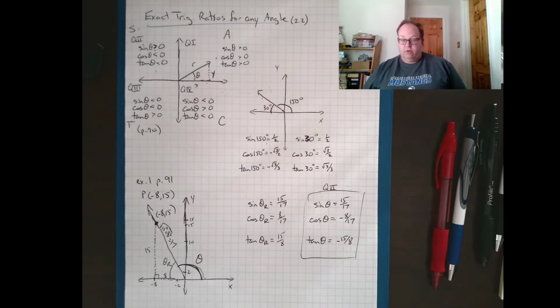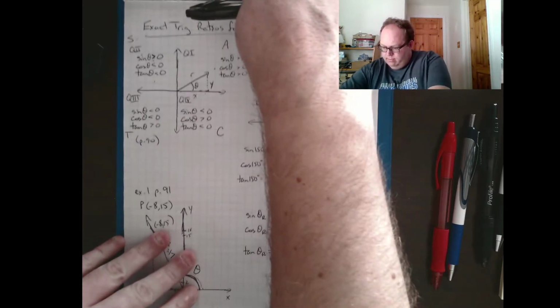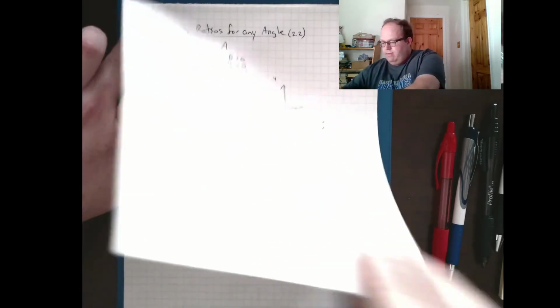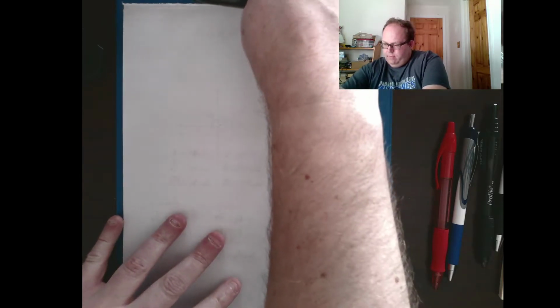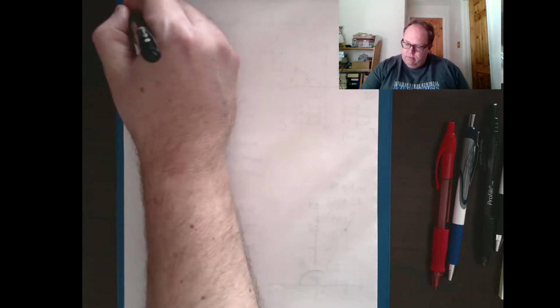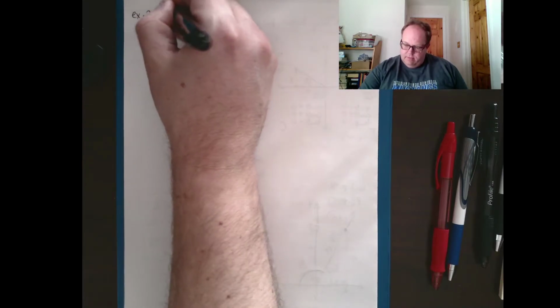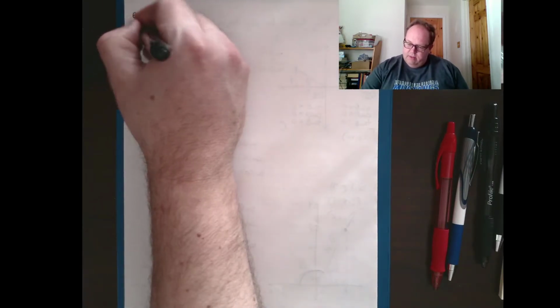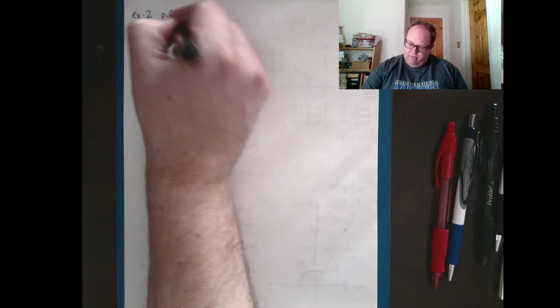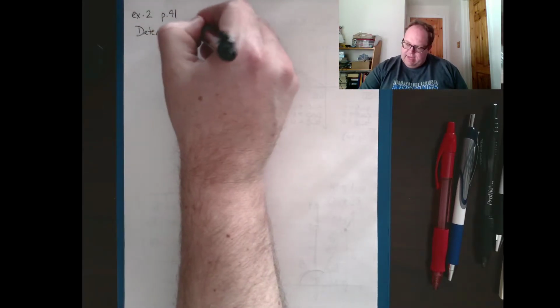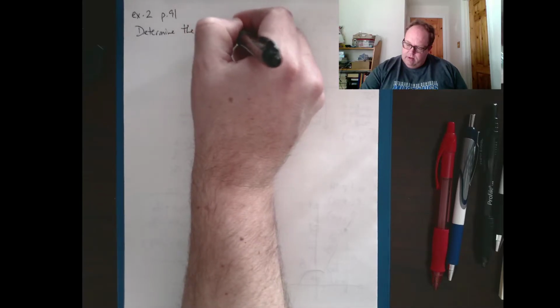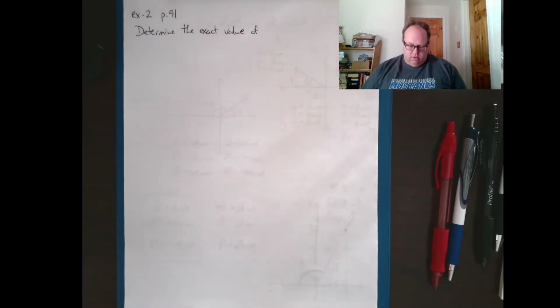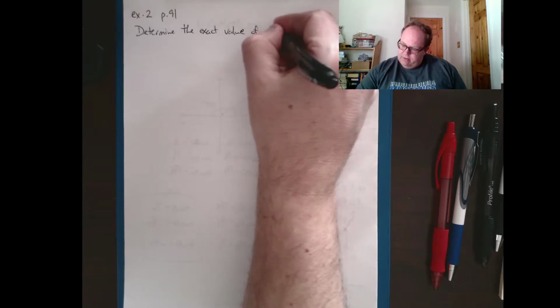Alright, a few more examples. In example 2, on page 91, we're asked to determine, and we talked about this a little bit last time, but this will be a bit of a refresher, the exact value of cosine 135 degrees.